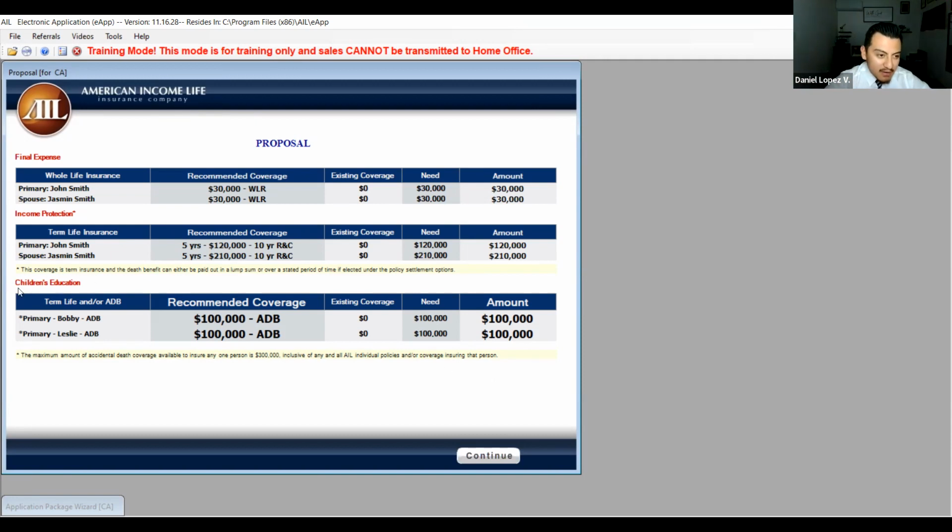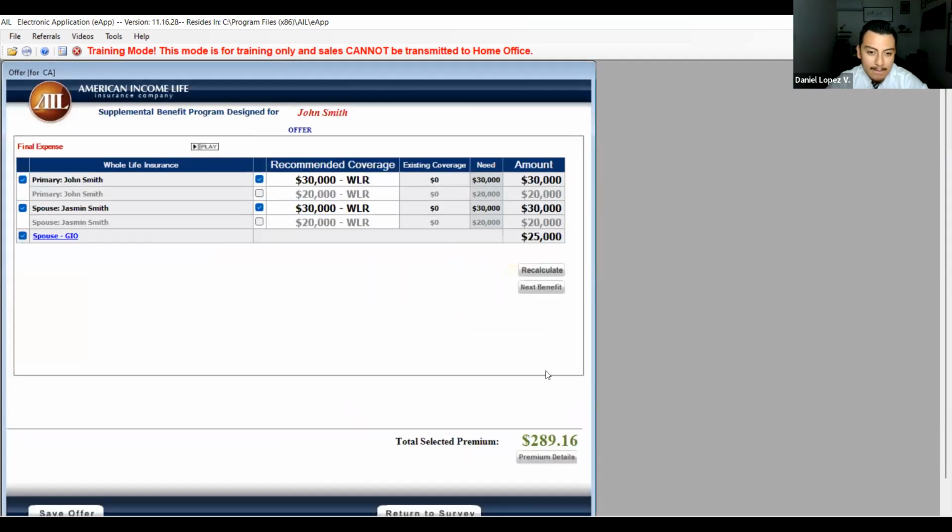So please don't get confused. This does not mean that it goes to their education. It's just labeling as, hey, you can use this money for their education. And normal, everyday people are going to relate to that. Okay, so let's press continue.